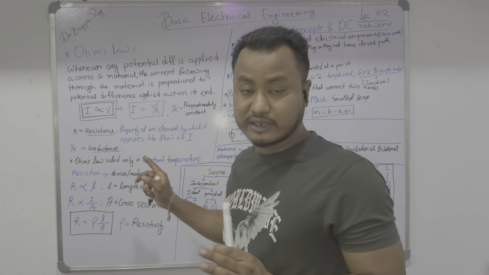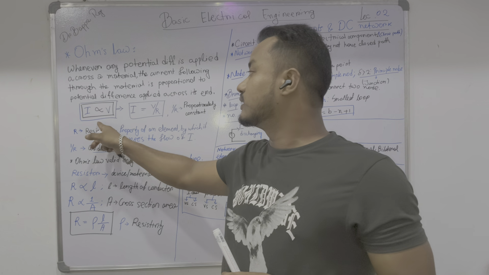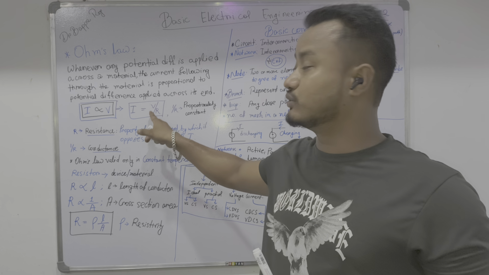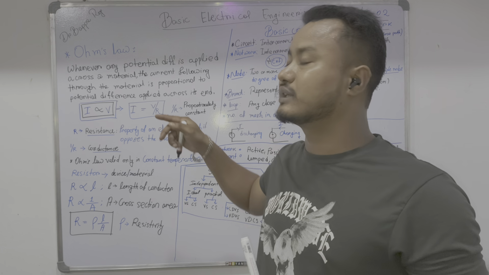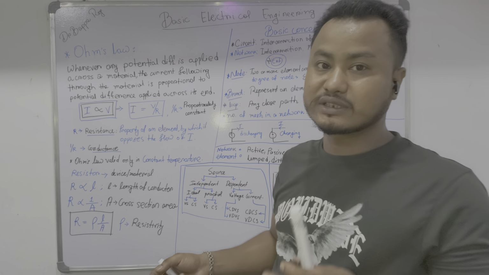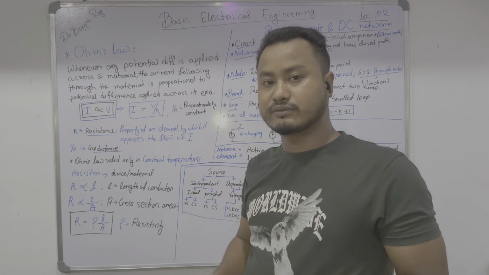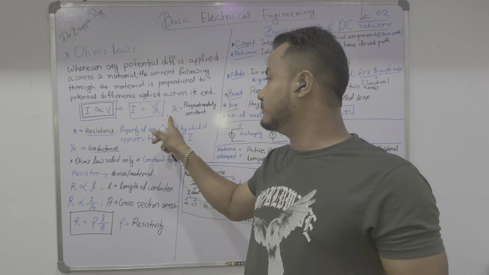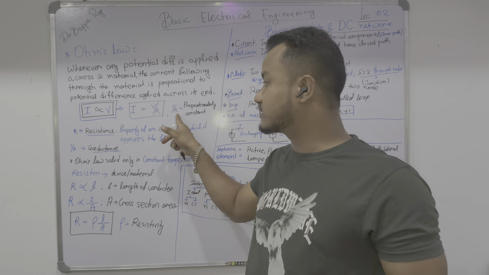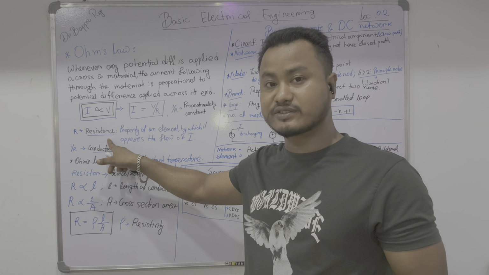The reason for that we will see here. I is directly proportional to V, so we can write I is equal to V by R. From here we can make many formulas. V is equal to IR, you will hear it everywhere. Here 1 by R is the proportionality constant. This R is called resistance.